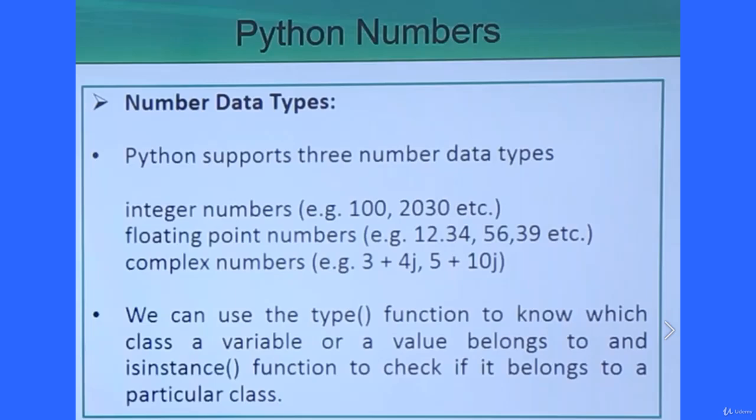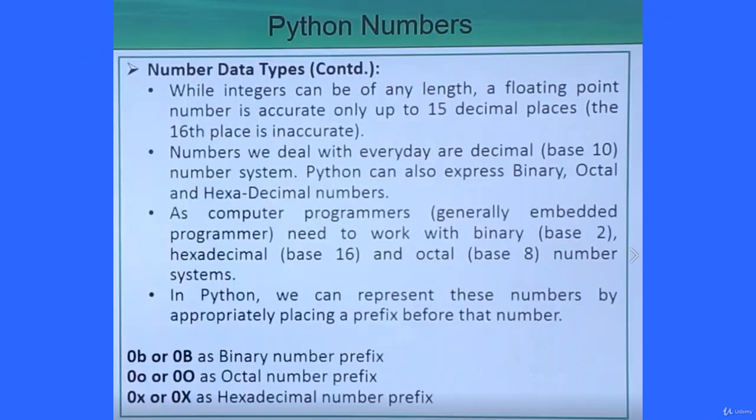We can use the type function to know which class a variable or a value belongs to, and the isinstance function to check whether it belongs to a particular class or not. So we have two functions: one is type, which will tell the type, and another one is isinstance, which will tell whether this particular variable is of that type or not. While integers can be of any length, a floating point number is accurate only up to 15 decimal places. That is, the 16th decimal place will be incorrect. So that is the precision we have for the floating point number, but integers can be of any length.